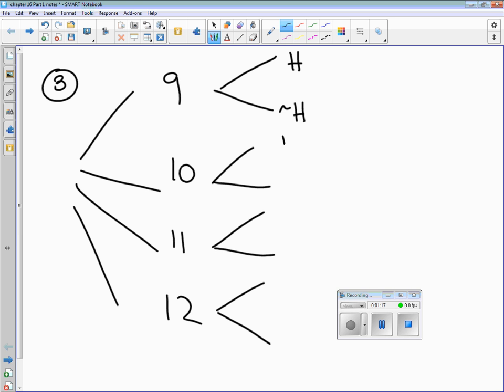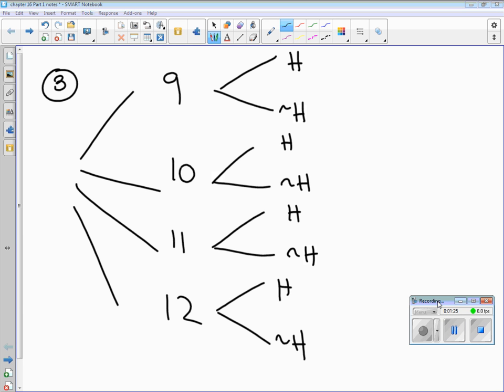Is that what you guys did with your tree diagram? Something similar. It doesn't have to be exactly in this order, but you could have done like 12, 10, 12, 11. You could have done these in any order. Let's put the numbers on it.